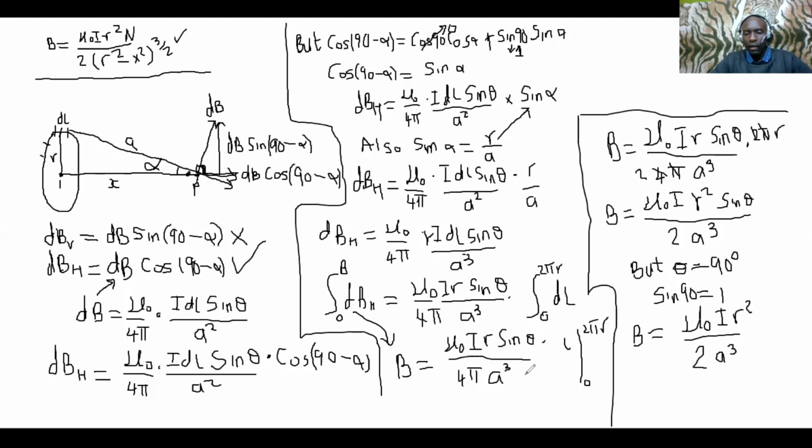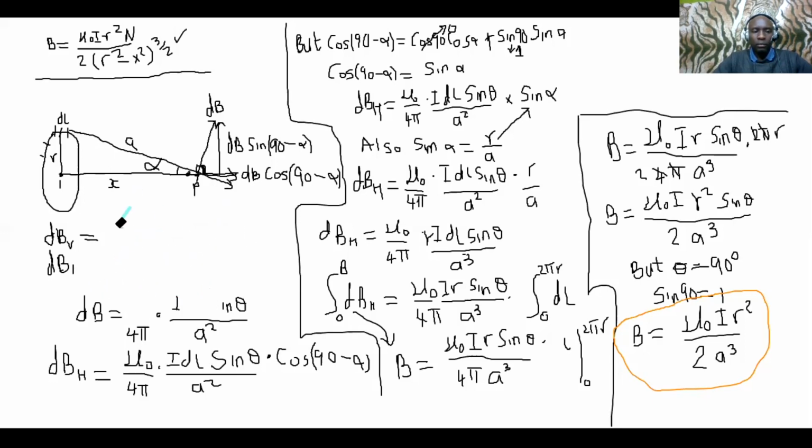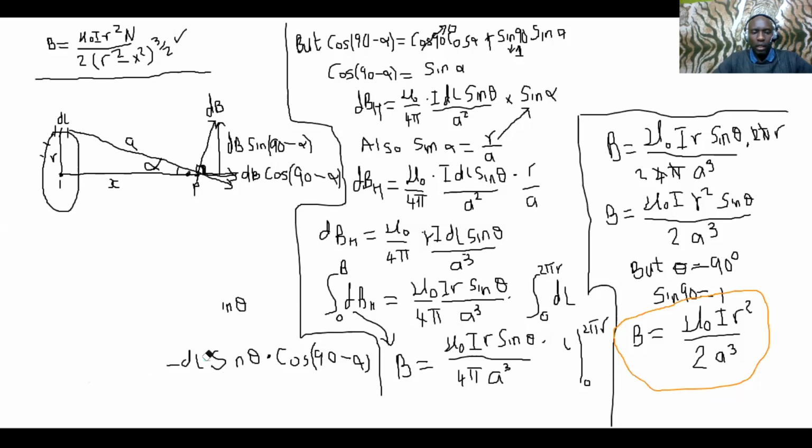Therefore we have obtained this first expression for magnetic field along the axis of the circular coil, that is B equal to mu naught I R square over 2A cubed. Now let us continue to see how we are going to get the expression which we are required to derive.